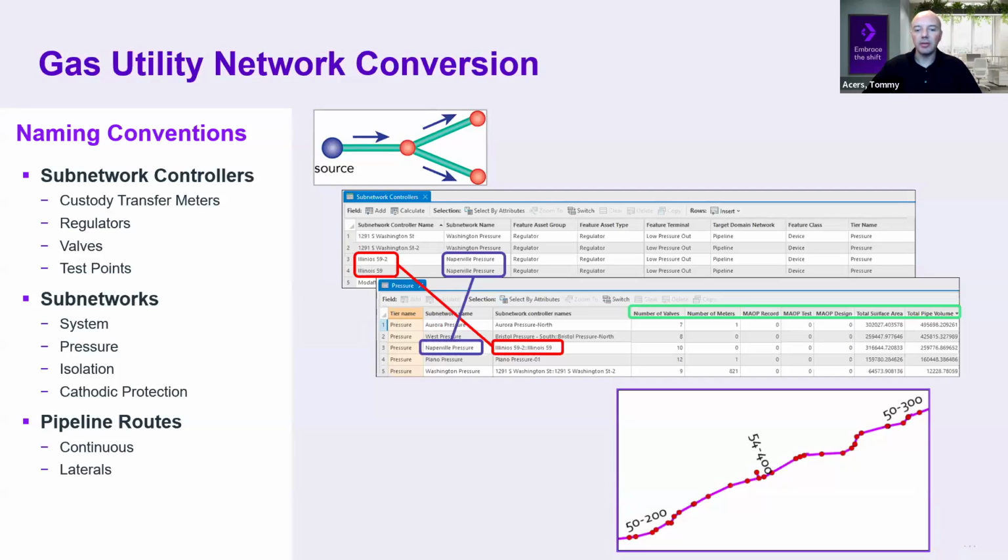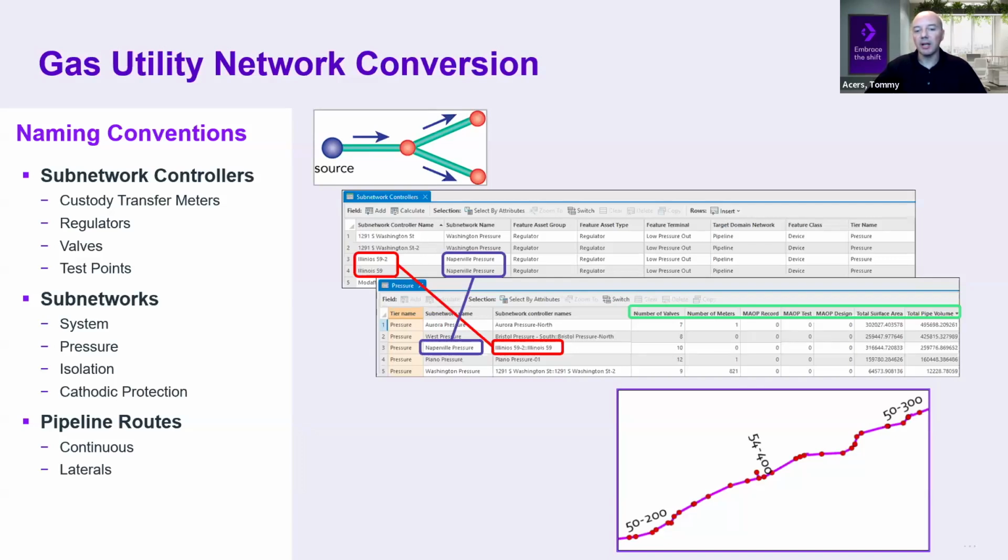Now, on the projects we've executed, we can say it's pretty common for utilities to already have pressure system names defined. Some have isolation and cathodic protection subnetwork names already available. Now, having the system subnetwork names has been the least common. This isn't a huge lift, though, when you can easily visualize system subnetworks at the town or city level. So just include the city name, and you're probably going to be good to go. As long as you maintain uniqueness for every tier, you're fine.